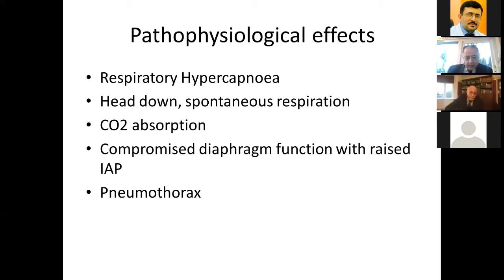Pneumothorax does happen. And we pick it up on the monitor by a sudden rise of the peak inspiratory pressure. If you suspect it, you have to react swiftly and ask your colleague, the surgeon, to stop and deflate the abdomen, because you have to intervene and drain that pneumothorax.